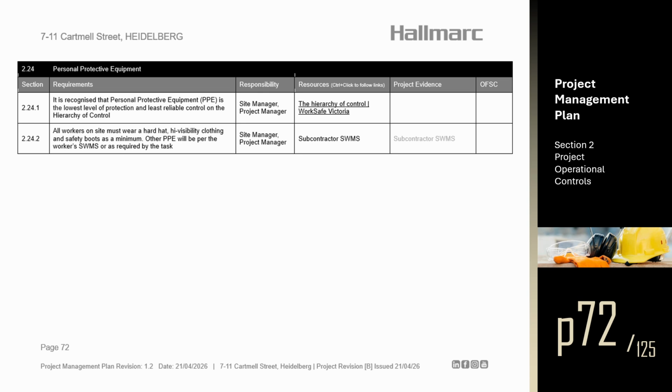Section 2.24. Personal protective equipment. Section 2.24.1. It is recognized that personal protective equipment (PPE) is the lowest level of protection and least reliable control on the hierarchy of control. Section 2.24.2. All workers on site must wear a hard hat, high-visibility clothing and safety boots as a minimum. Other PPE will be per the worker's SWMS or as required by the task.